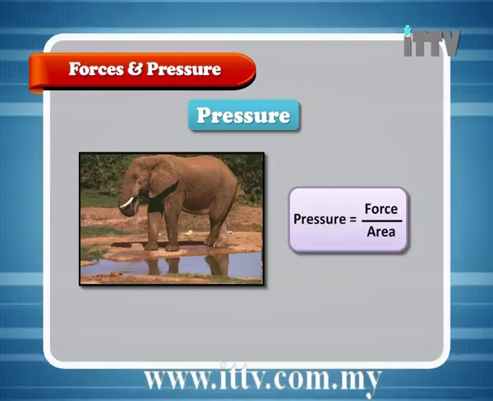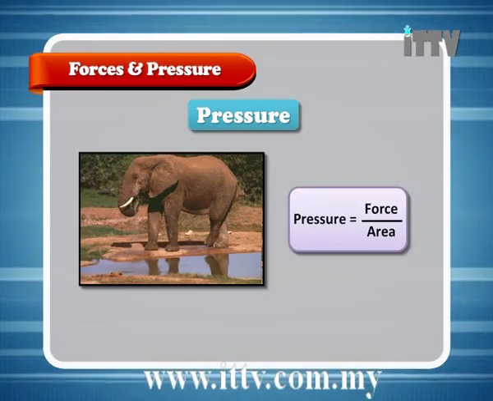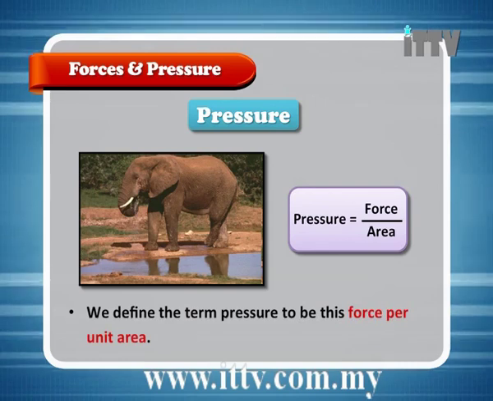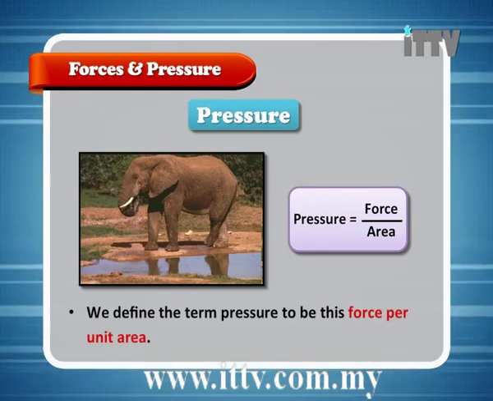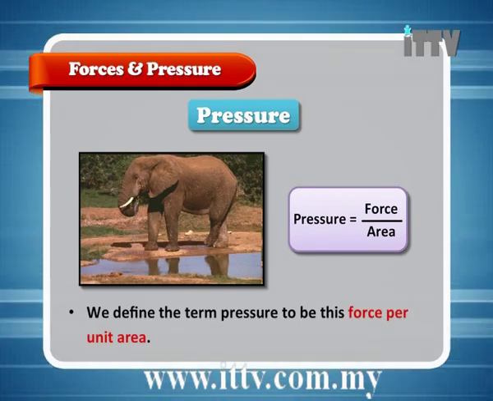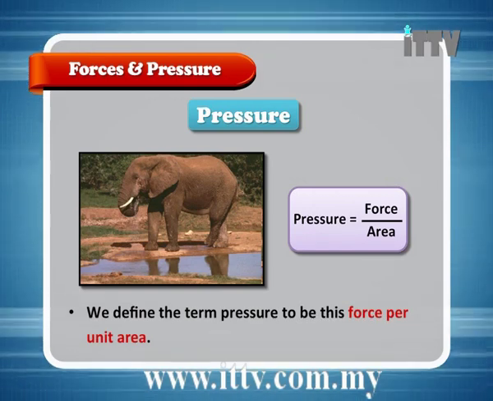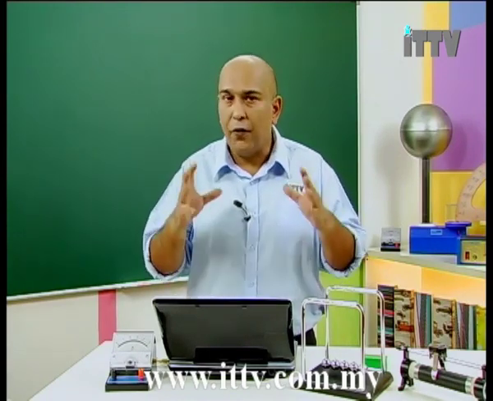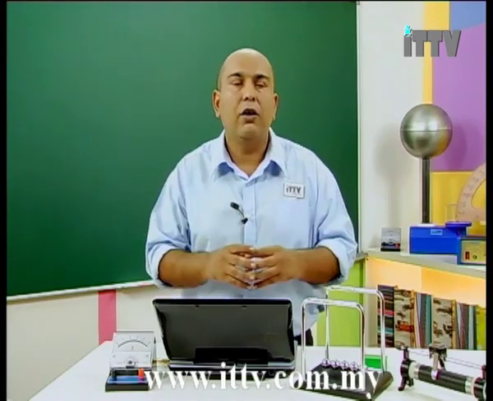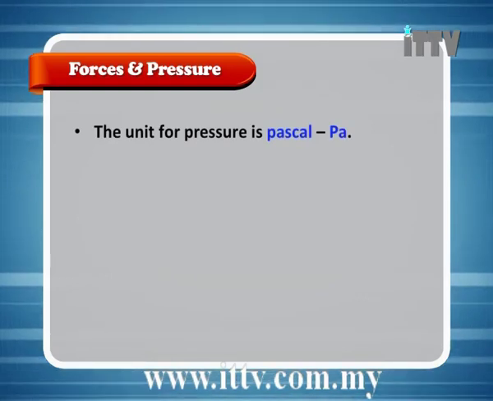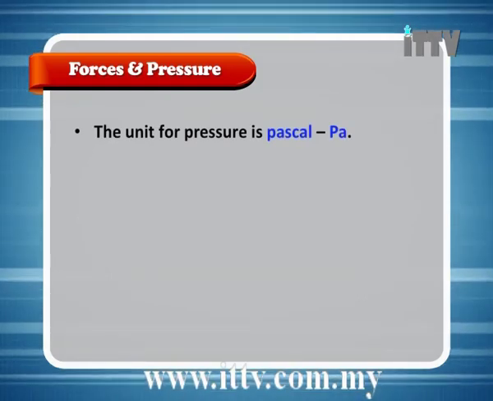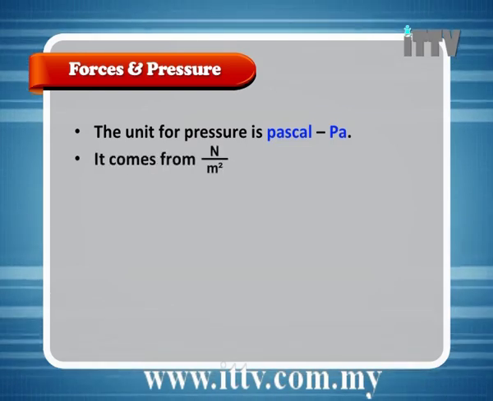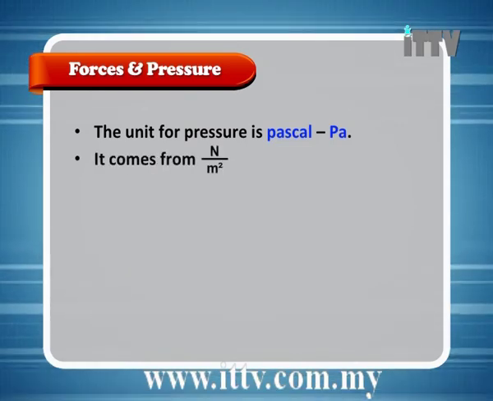Pressure equals force over area. We define the term pressure to be this: force per unit area. So remember the formula for pressure. It is force over area. And remember what I said earlier, the force is generally the weight of the object pressing down. The unit for pressure is Pascal, Pa. It comes from Newton per meter squared.